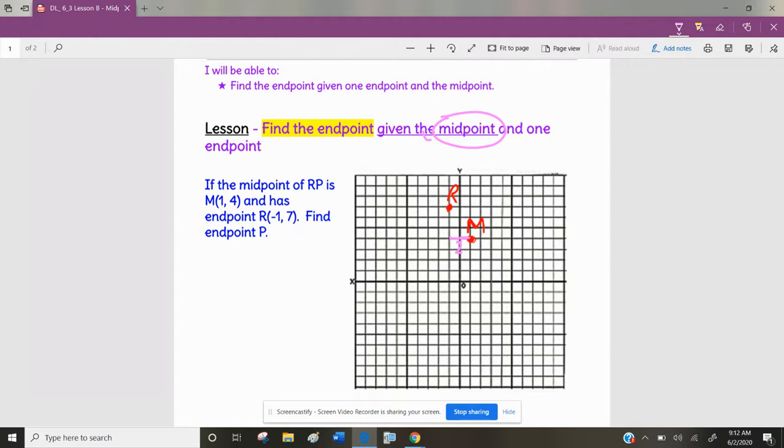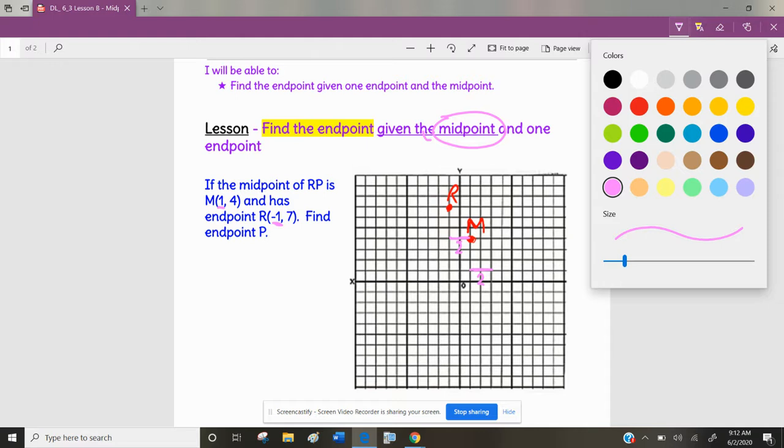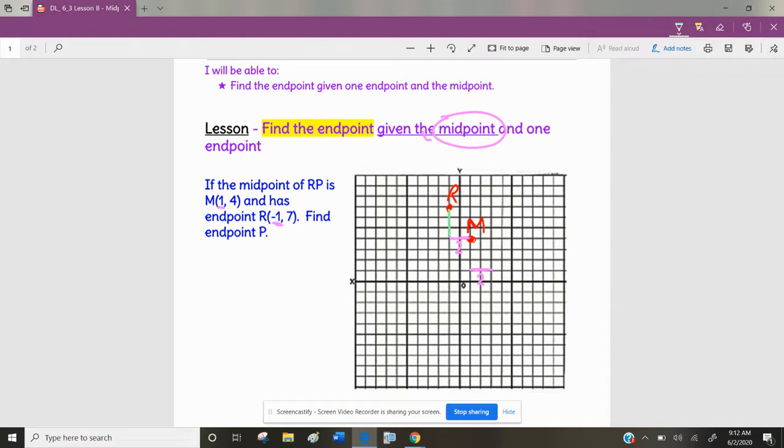So if our point P is going to be the same distance away from point M, then we know that horizontal distance is going to be 2. We know that the vertical distance between R and M is 3. So since the distance from R to that midpoint will be the same as P to that midpoint, it should also be 3.